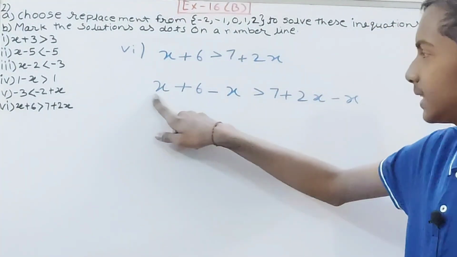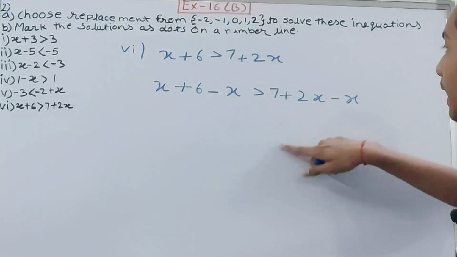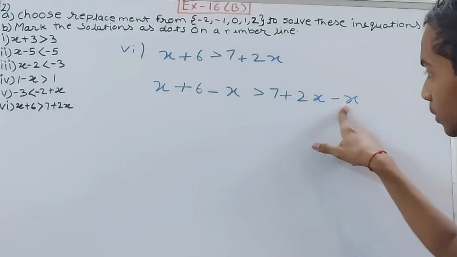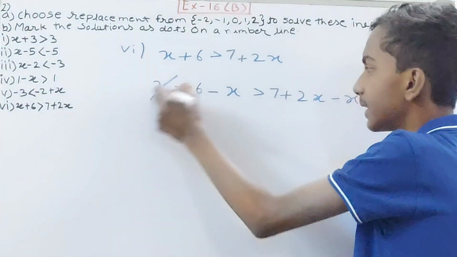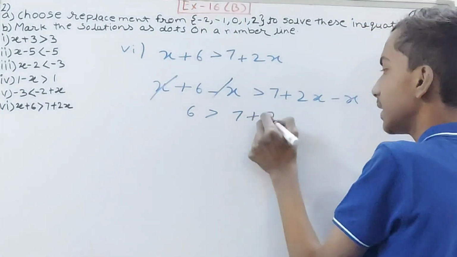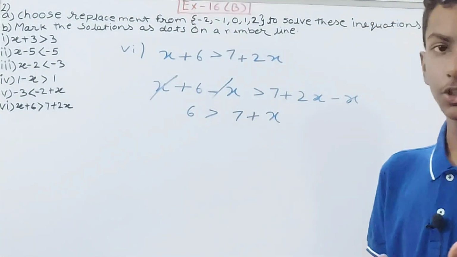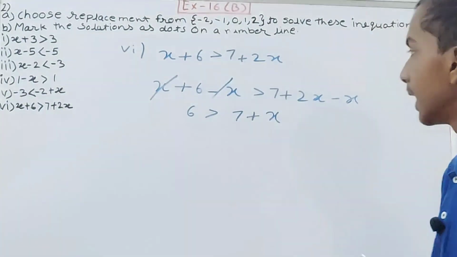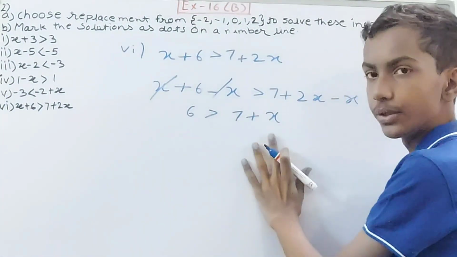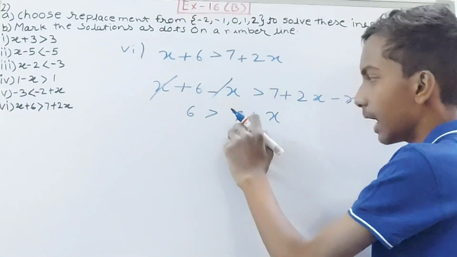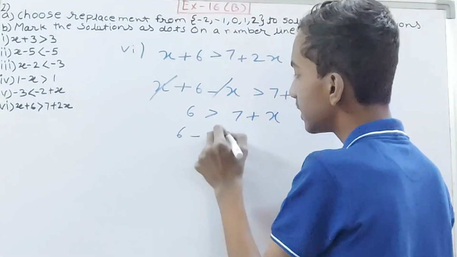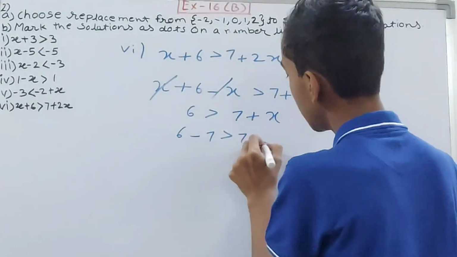So to get rid of this x, I have added minus x, and if I have added minus x on this side, then I will add minus x on this side also, right? This will solve. x minus x cancels. 6 is greater than 7 plus 2x minus x, x. 6 is greater than 7 plus x, and again I told you I want x alone. So 7 is there and I have to get rid of the 7.